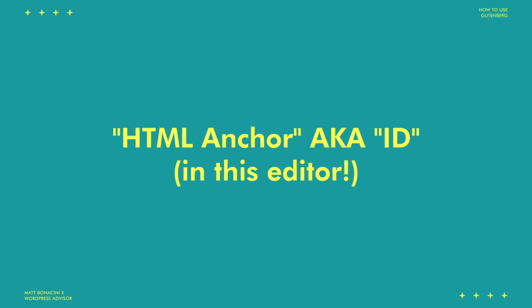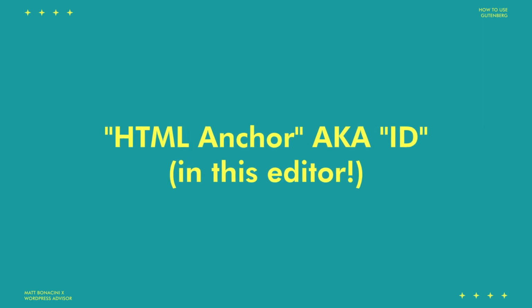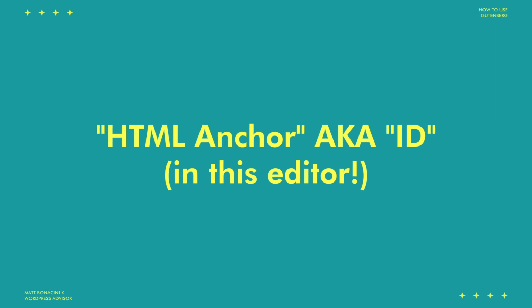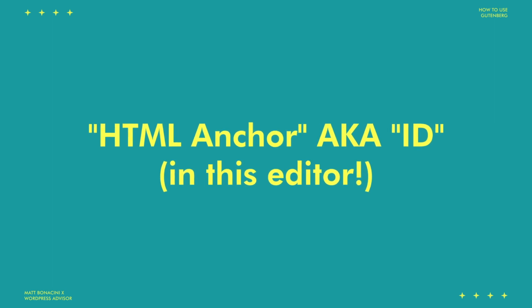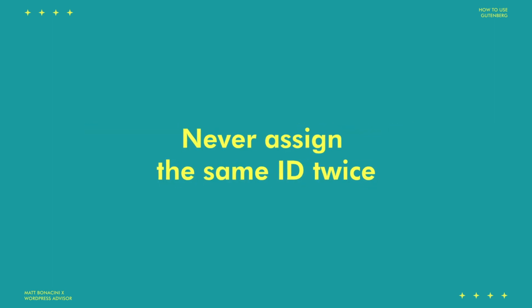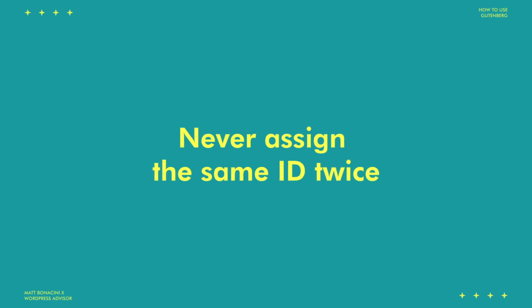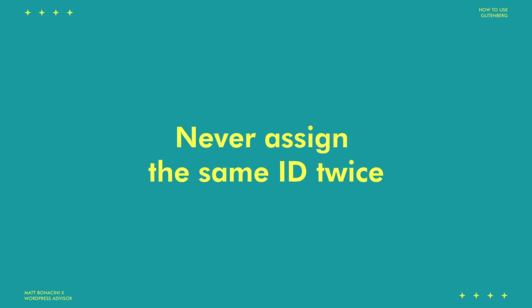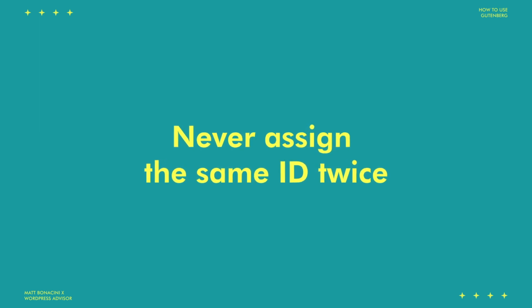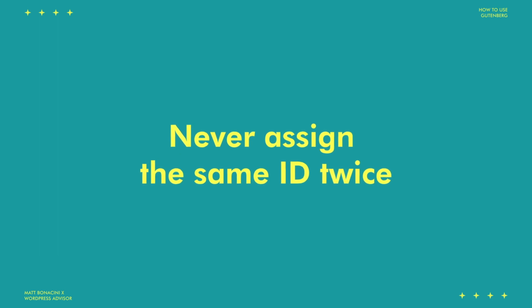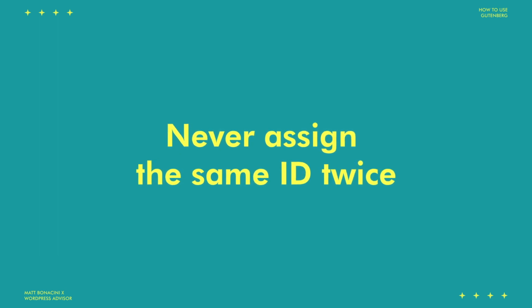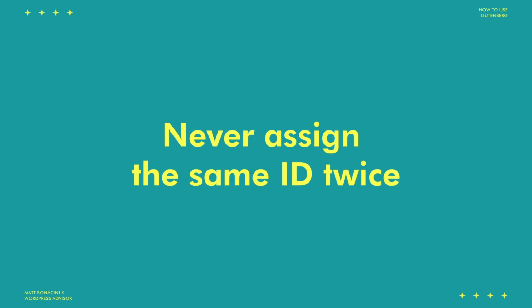Sometimes, especially on third-party plugins, instead of HTML anchor, here you may have a field called ID. And the best practice here is to never assign the same HTML anchor more than once. So you can add, of course, multiple links, in this case, that point to About, but you should have only one single section, one single block, with the anchor About.